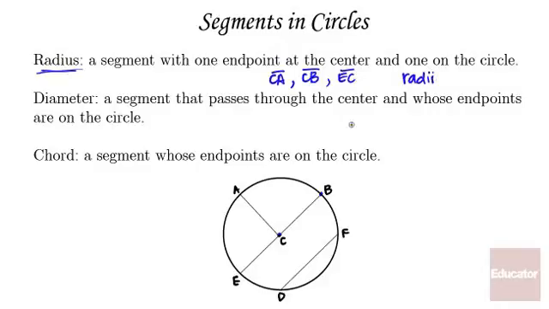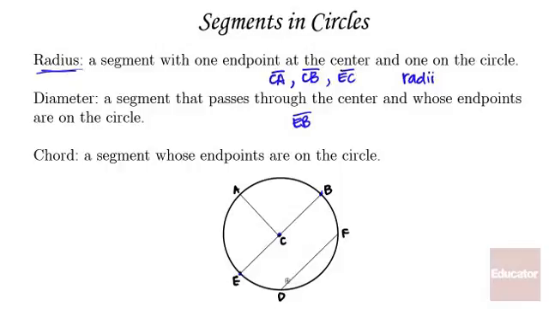The next special segment is the diameter. Diameter is a segment whose endpoints are on the circle, and it has to pass through the center. So it's like a radius. It's like two radii put together back to back, to form a straight segment where each of the endpoints are on the circle. That is a diameter. So here, EB, that is a diameter. And that's the only one here.